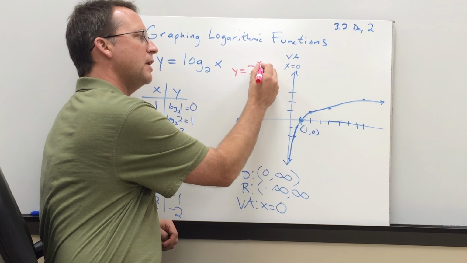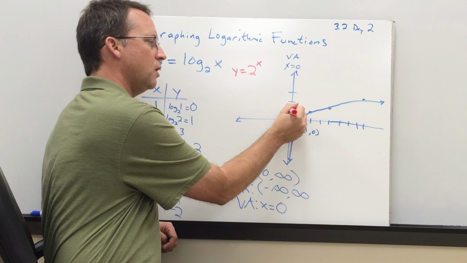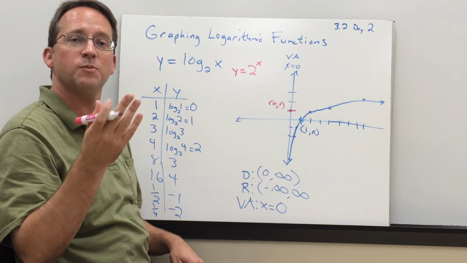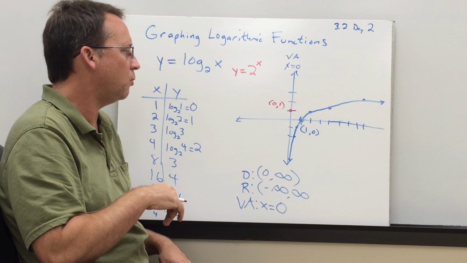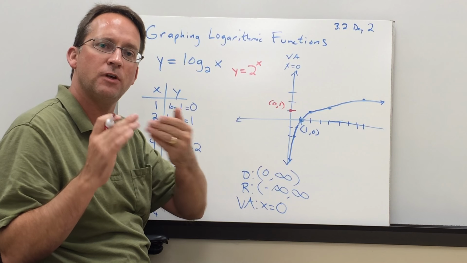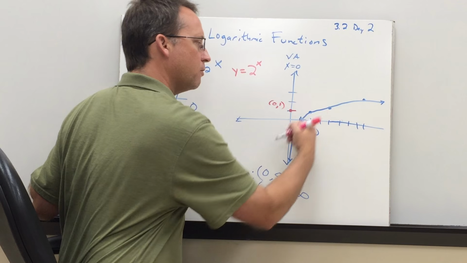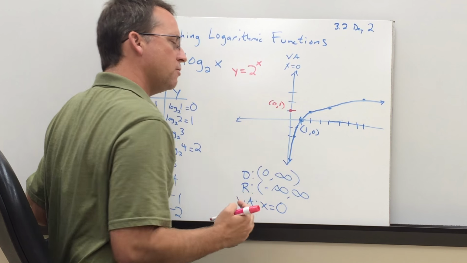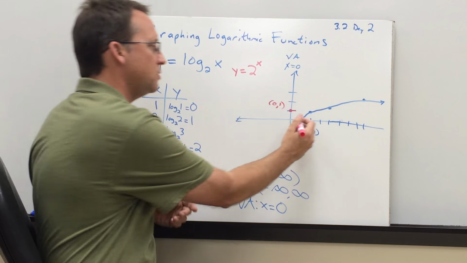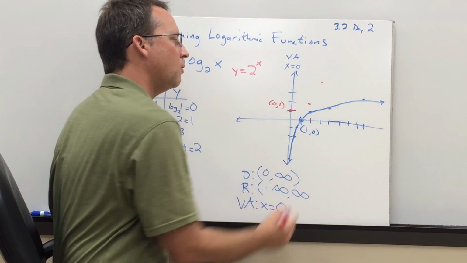If I put 0 in for x, 2 to the 0 power is 1. When x equals 0, y equals 1. So the exponential would have a y-intercept of 1. Notice the x and the y's have switched. That's what inverse functions do. They switch your x's and y's. And every point on this log graph would appear as a point on your exponential graph with the values reversed. Instead of 2, comma 1, there'd be a 1, comma 2. Instead of 4, comma 2, there'd be a 2, comma 4, and so on.